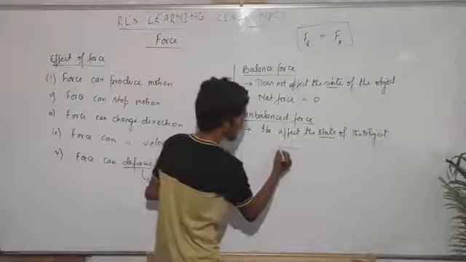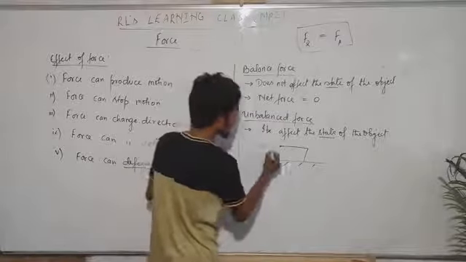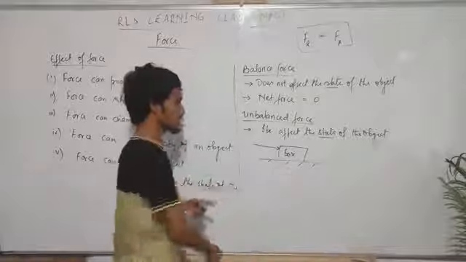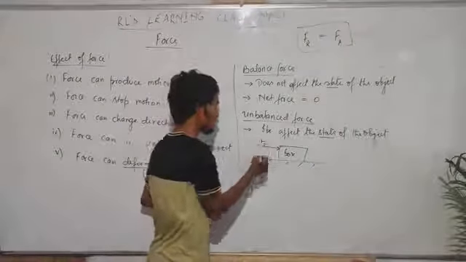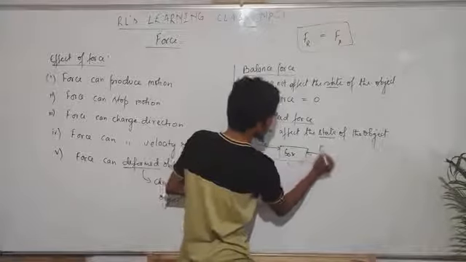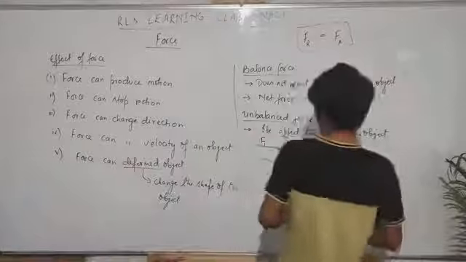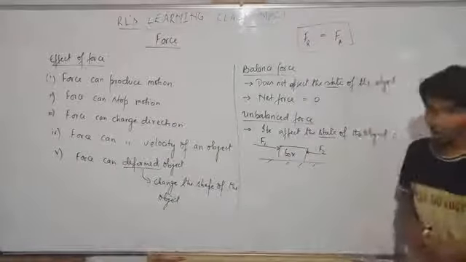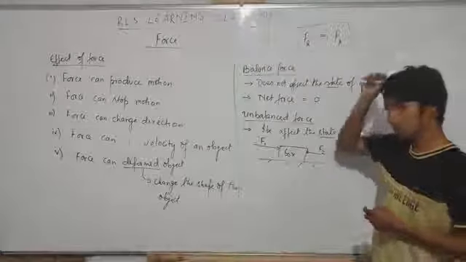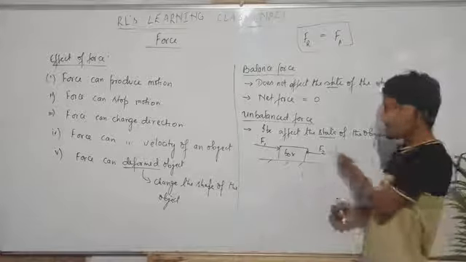For example, here this object is lying on the ground. For example, this is a box. If one person is pushing this box from one side with a force F1, and another person is pushing from the other side with a force F2, now both are pushing in opposite directions. Here is one boy and here is another boy. If boy 1 is stronger than boy 2, then this box will move this side, right?